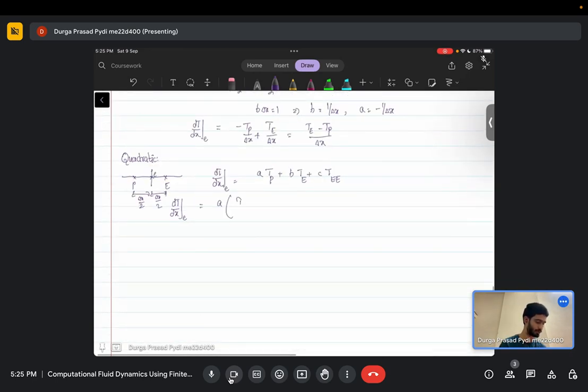So we will have T east minus 2 dT/dx on the east face, and then delta x by 2 whole square, 1 over 2 factorial, d square T/dx square on the east face, and then we'll get one more term, delta x by 2 whole cube, 1 by 3 factorial, d cube T/dx cube on the east face, plus some higher order terms. Similarly for the east centroid, we have T east plus delta x by 2 dT/dx on the east face.